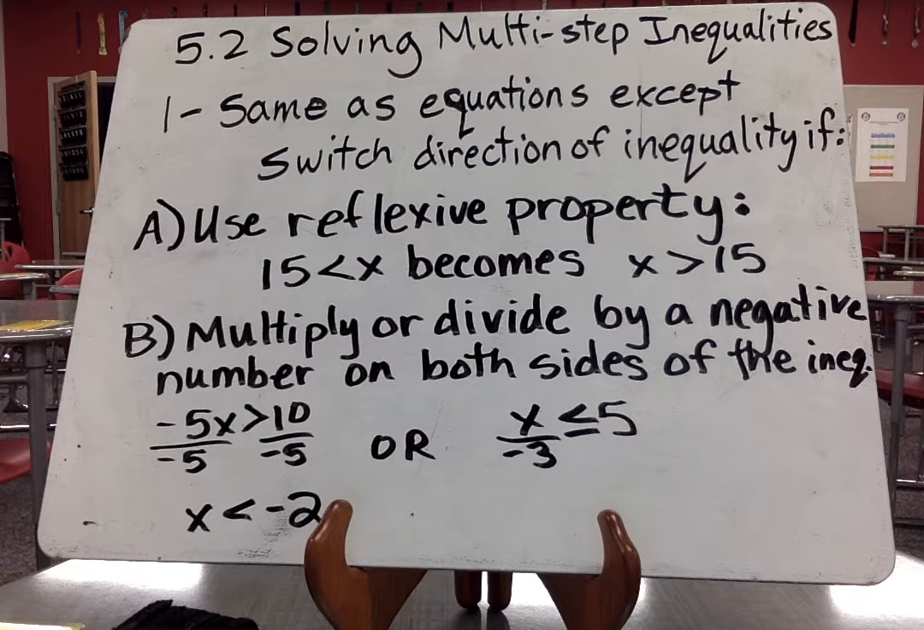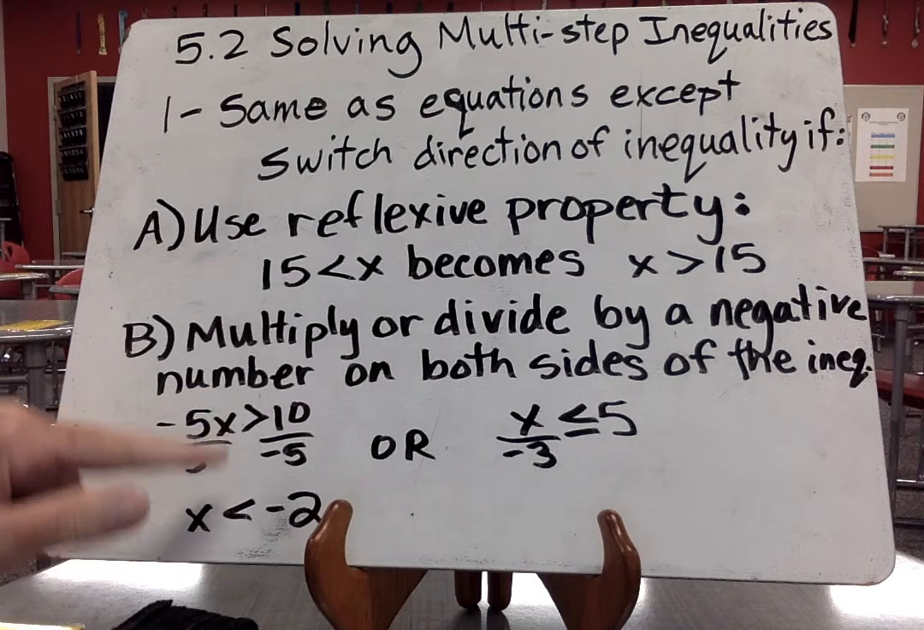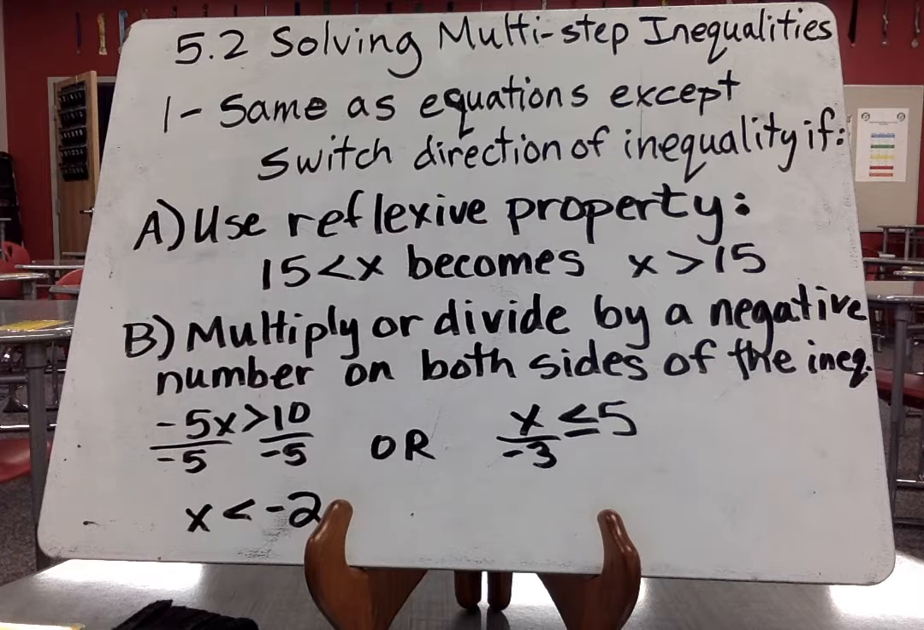The next way is if you multiply or divide by a negative number on both sides of the inequality. For example, negative 5x is greater than 10. We divide by negative 5 on both sides, then we have to switch the sign. We still go 10 divided by negative 5 is negative 2, and we still have x, and then we switch the sign from greater than to less than there.